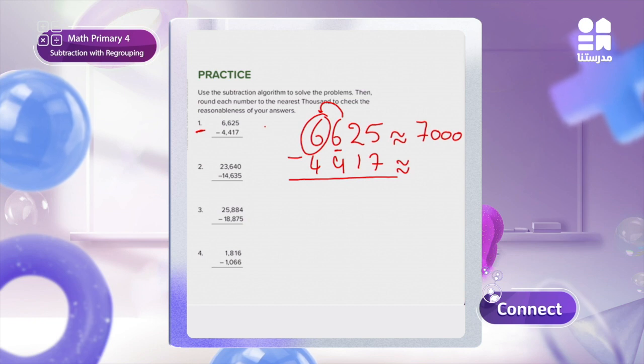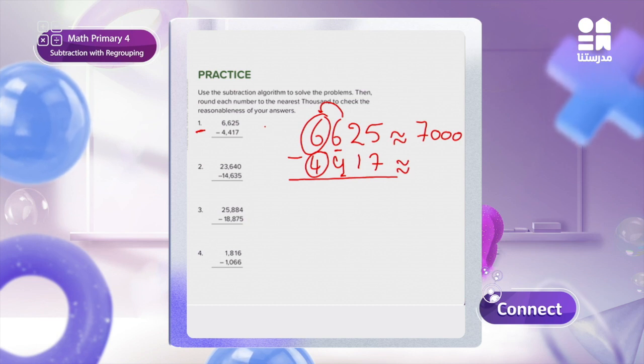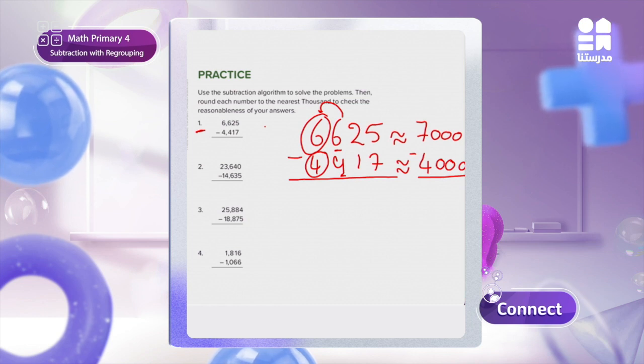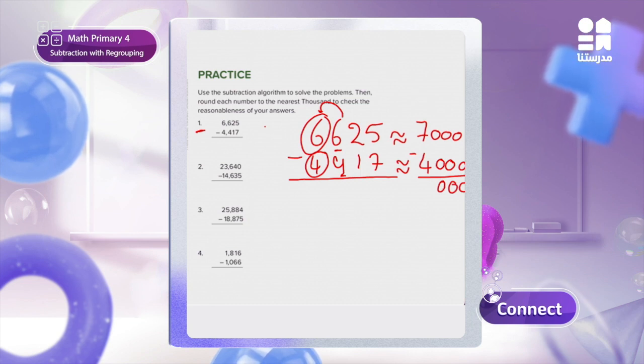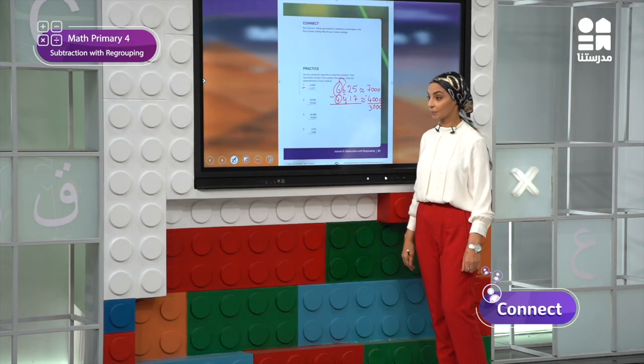Here, the second number, 4,417, rounded to the nearest thousand. So circle the thousand. Look next door. Yes, as I see, 4. 4 is less than 5, so I will keep the 4 as it is to be 4,000. Now, what should I do? I will subtract 4,000 from 7,000. Okay, here I put 0, another 0, another 0, 7 minus 4, of course 3. The answer here is 3,000. Now let's solve it using my standard method.